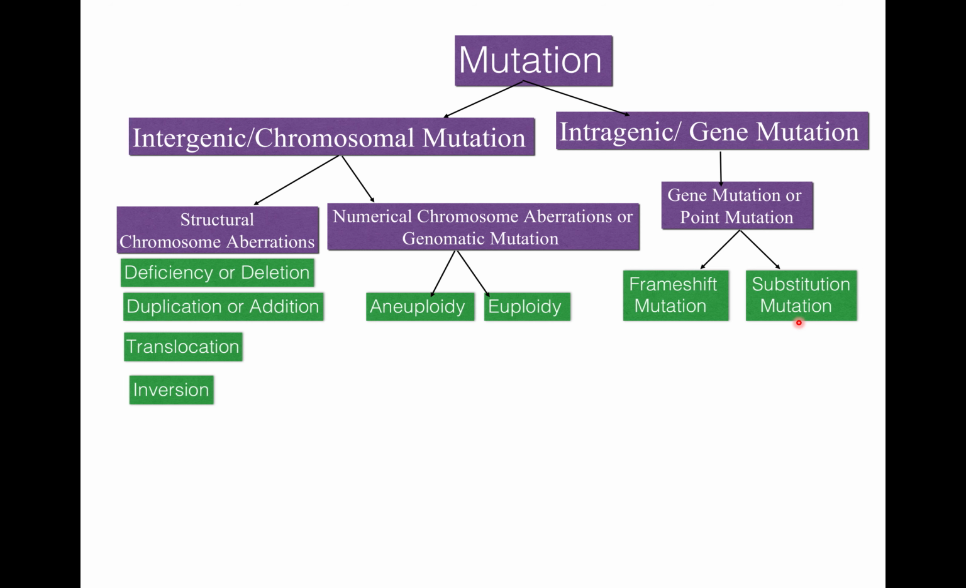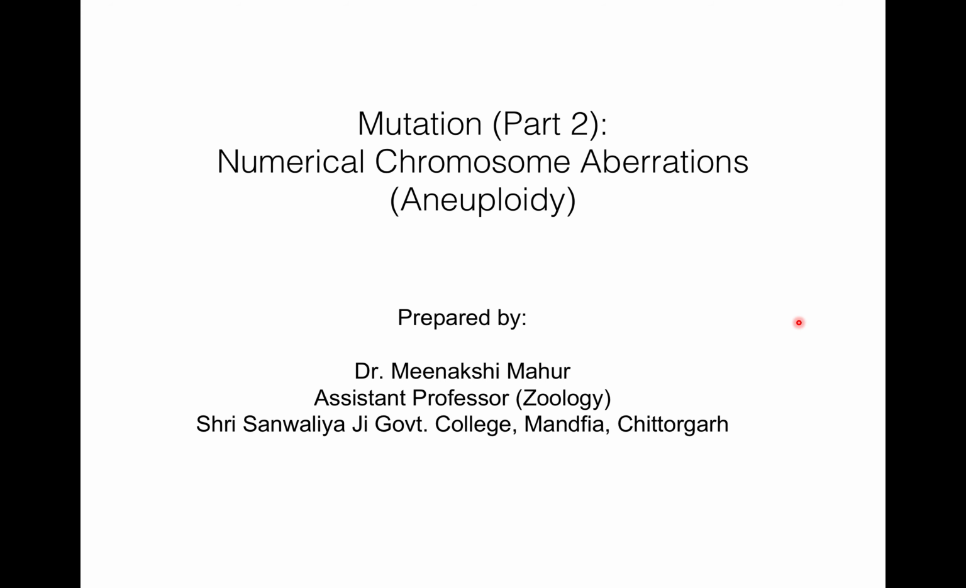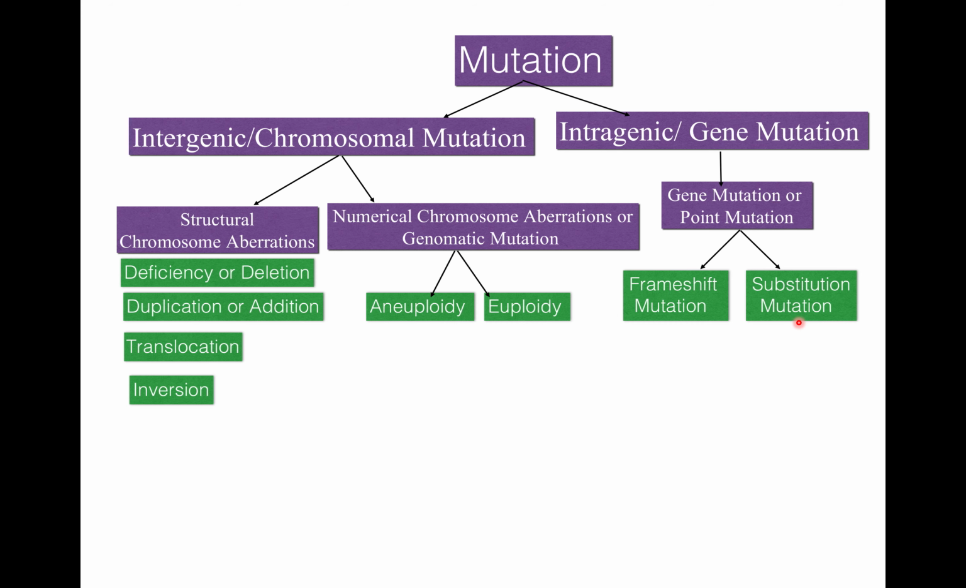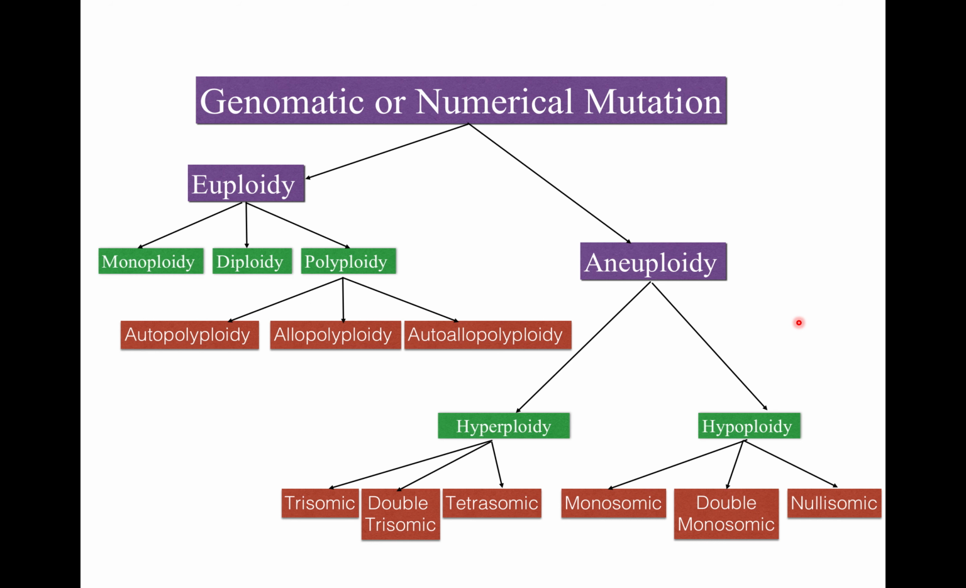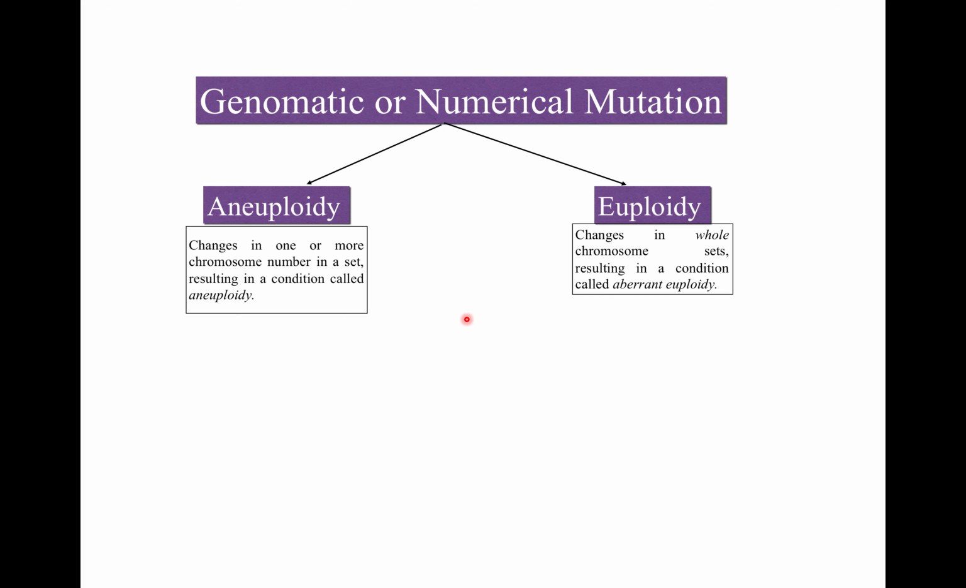So in today's lecture I gave a brief idea of classification of mutation, then what is genomic mutation or numerical chromosomal aberrations. It consists of euploidy, it may be euploidy or aneuploidy, and I discussed aneuploidy today. Then what is aneuploidy? That is a change in one or more chromosome numbers in a set. It's called aneuploidy.